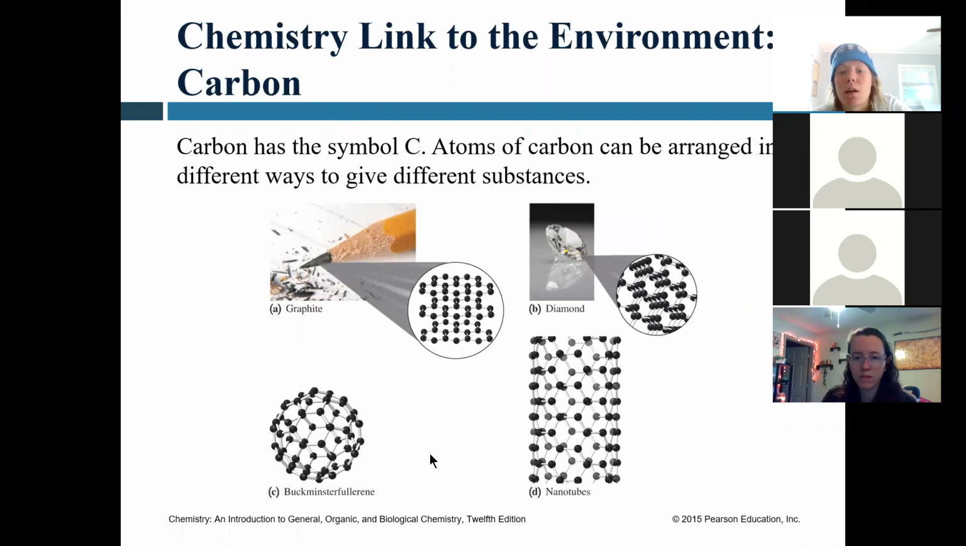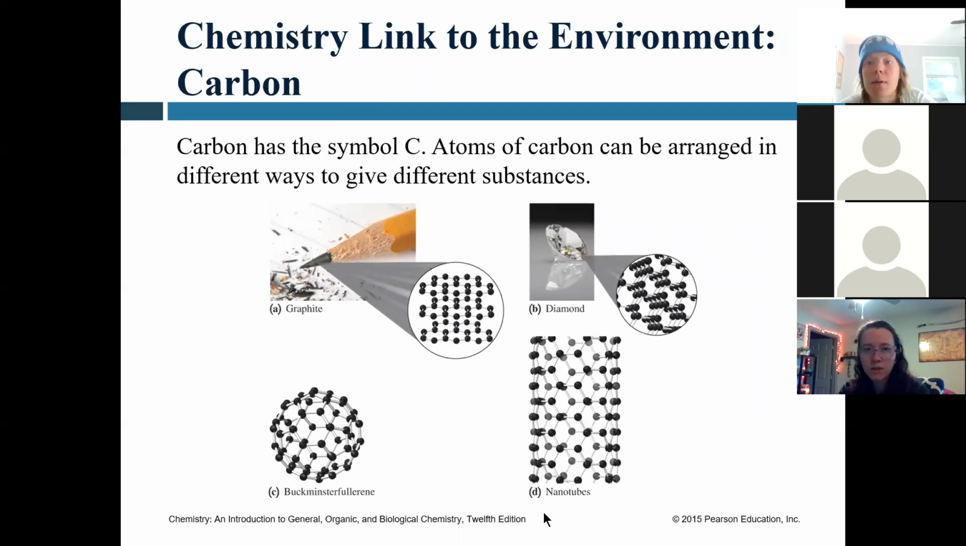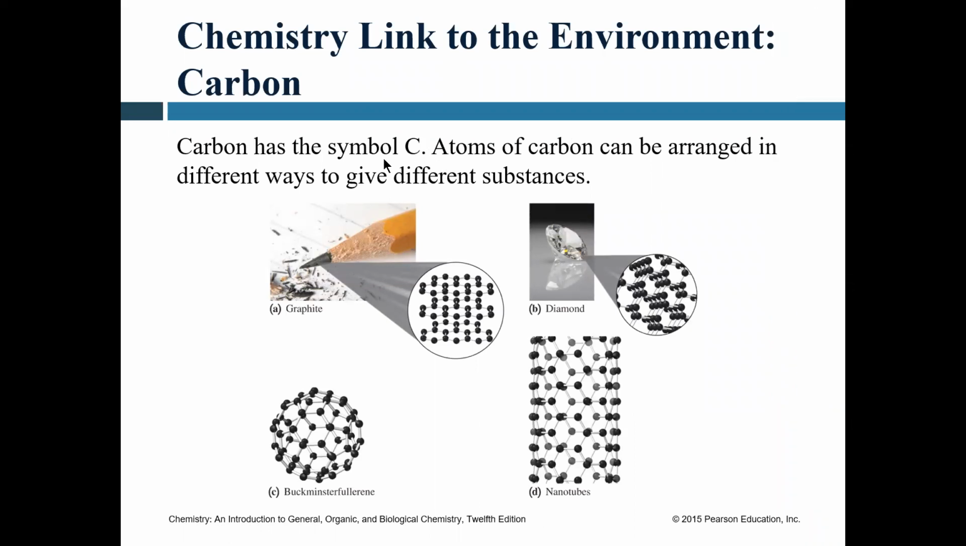So here is carbon. We're looking specifically at carbon, and carbon has the symbol C. The cool thing about carbon in a lot of different materials is that depending on how you arrange them, you can get totally different properties and materials. So graphite, the tip of your pencil, is made out of carbon. And it's actually made out of these little hexagonal rings that are lined up as sheets. So when you write, the sheets come off onto the paper, and that's what you write with.